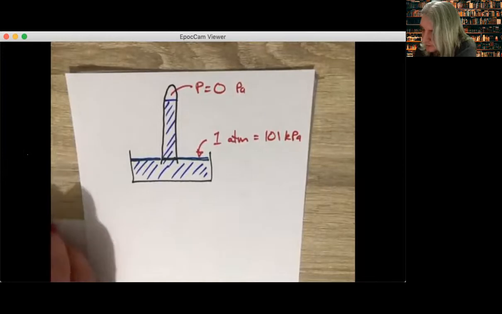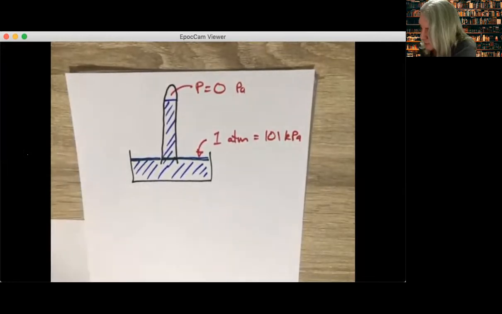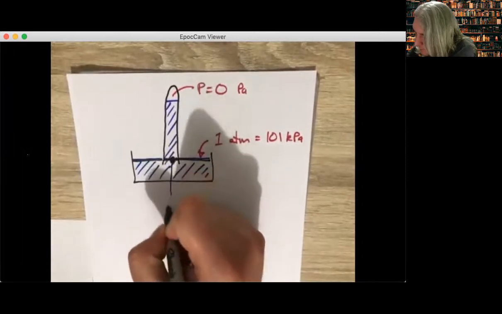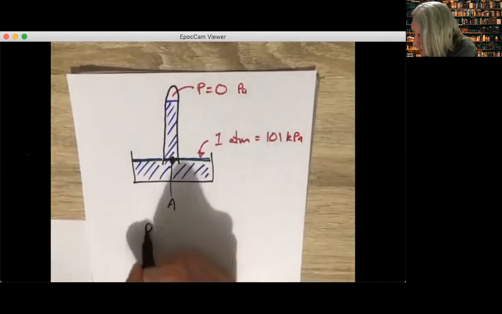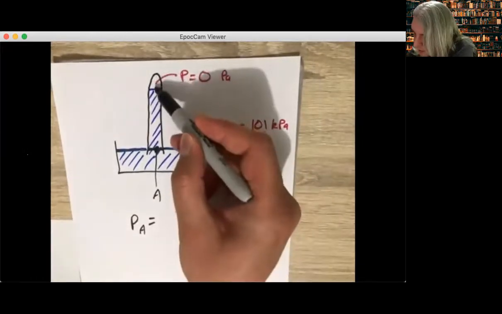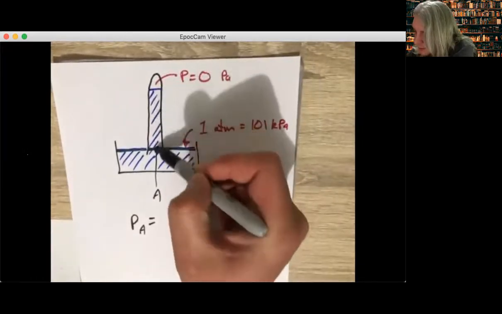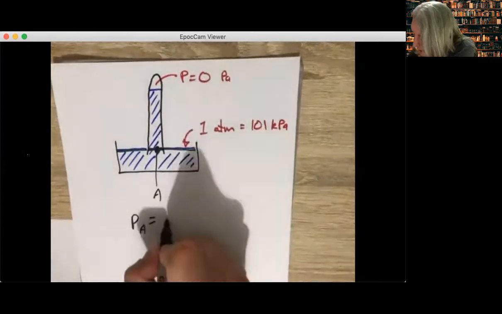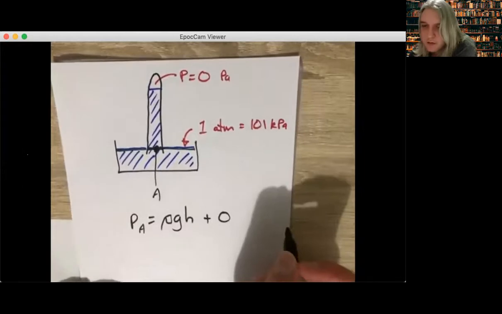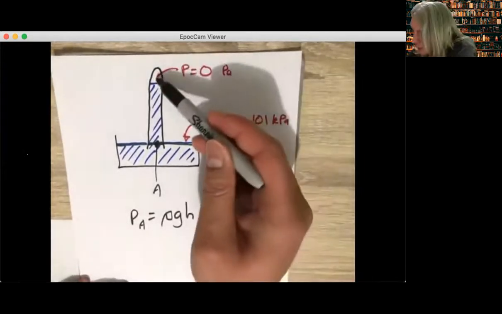And so then we just have to think about how we equate these. The pressure at this point, I'm going to call this point A. The pressure at A is equal to, because we've got no pressure at the top, just the height of the column of liquid. So it's just equal to rho gh, plus our 0. I'll just write that in to be really explicit that we've got 0 pressure pushing down on the top.